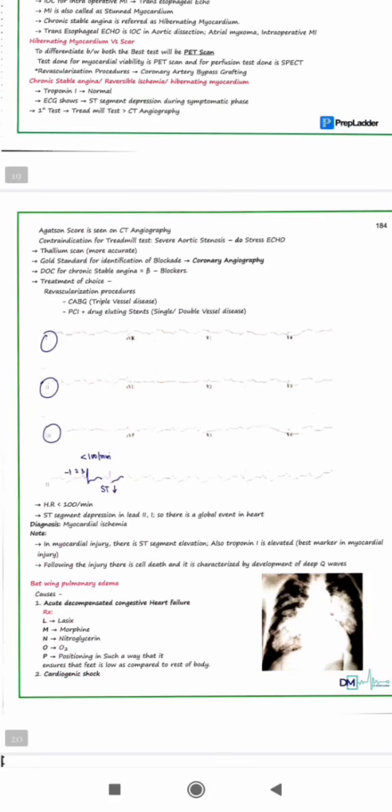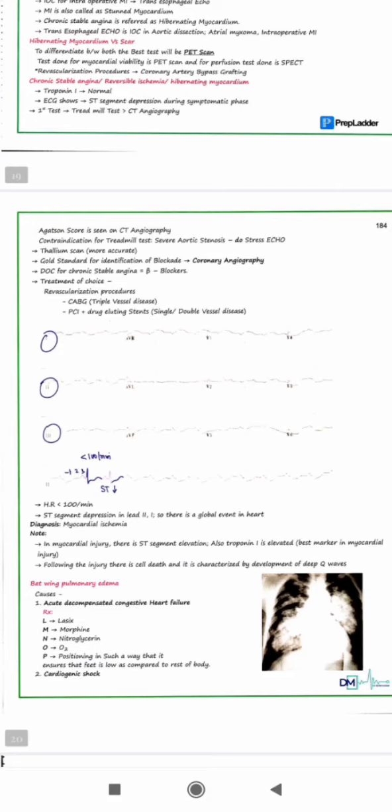Now there is increased TG, or hypertriglyceridemia. Now we have to remember the hibernating myocardium versus scar difference, and the chronic stage is angina. This image is characteristically showing the Agatston score, which is seen on CT angiography. This image is basically showing the contraindications for the treadmill test, that is, severe aortic stenosis, or do a stress echo. Now the thallium scan is the gold standard for the identification of a blockade. Now there is a drug of choice for chronic stable angina, and there is a treatment of choice for the revascularization procedures also.